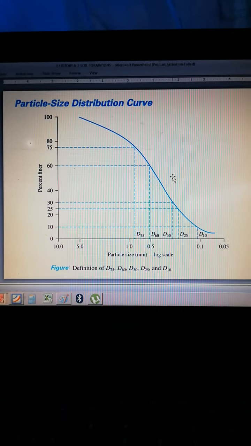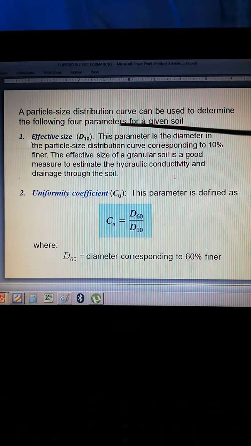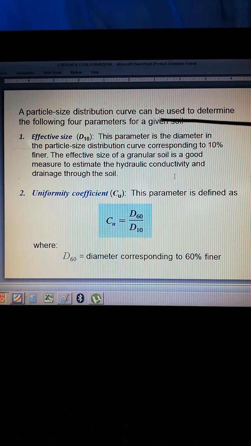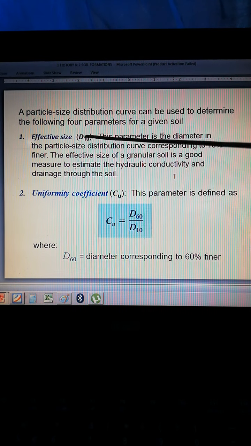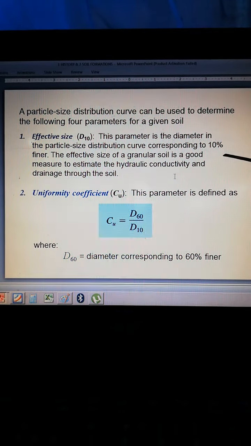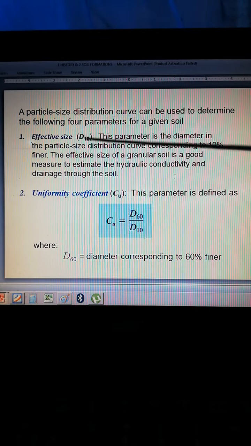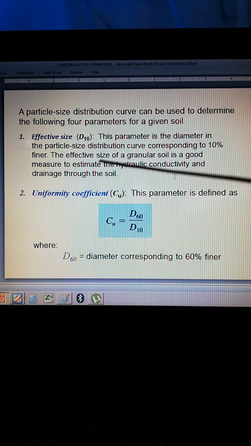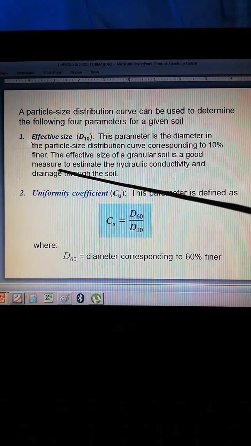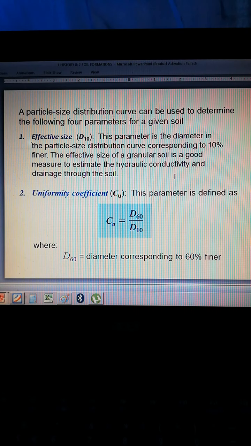So we have D60, D30 and D10. What are these? They are the parameters for the particle size distribution curve, which can be used to determine these parameters. What is D10? It is the diameter of 10% finer. This parameter is the diameter in the particle size distribution curve corresponding to 10% finer. You call this the effective size, D10. The effective size of a granular soil is a good measure. You can use it to estimate the hydraulic conductivity and drainage through the soil.